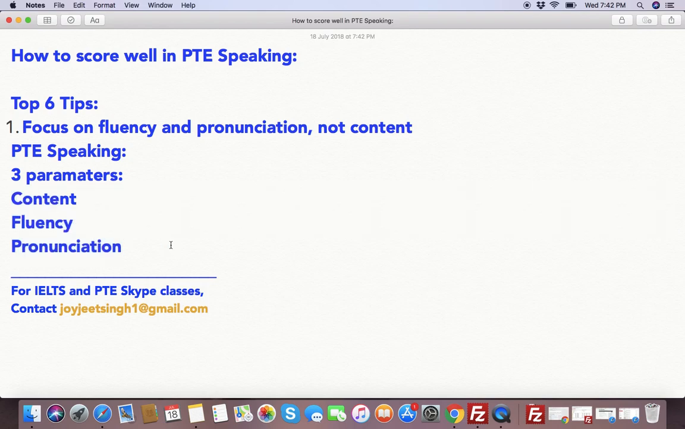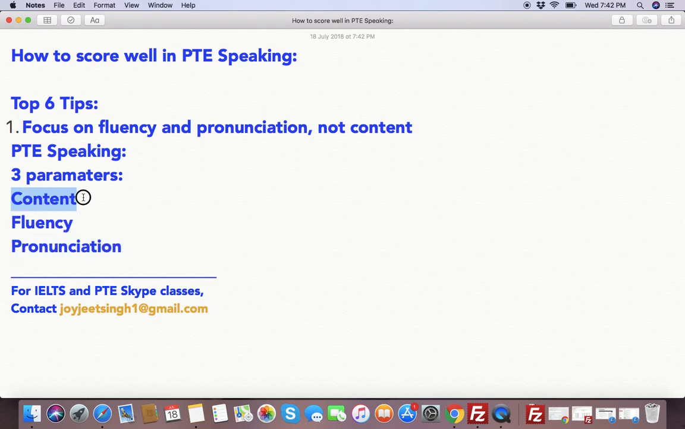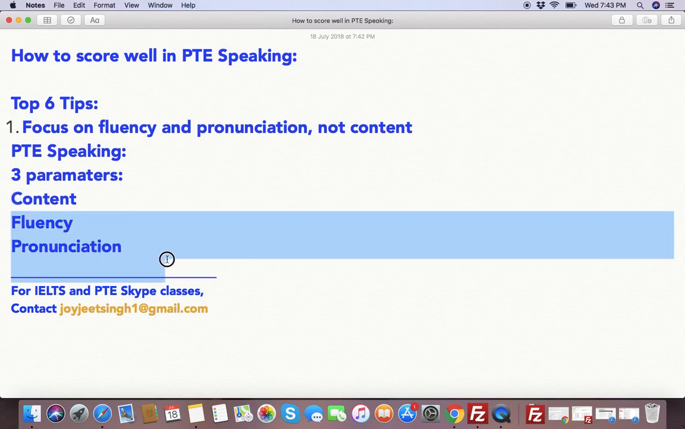But when you attempt any module in the PTE speaking, make sure you focus on these 2 and not the content. To illustrate with an example, when you attempt the PTE speaking describe image, you will see a picture in front of you and then you have to describe it in your own words. Now what happens is students get too worried about the content, they try to cover each and every point that they can see and understand, and this is what messes up with their fluency and pronunciation.